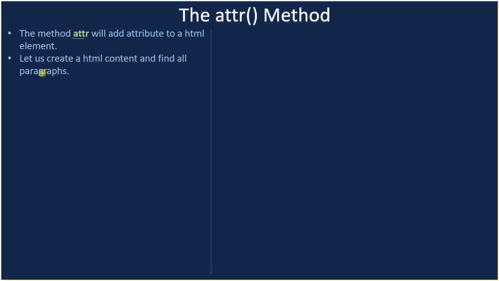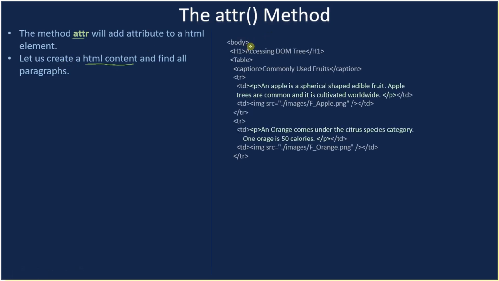Let's create HTML content and find all paragraphs. That means we are going to create HTML that will have multiple paragraphs. Then we will find all the paragraphs using the jQuery methods. By this time, you are aware how to use the selector method and how selection strings work in jQuery. Here is our HTML content: a table, and inside the table we are forming multiple rows, and inside each row we will have the paragraphs.